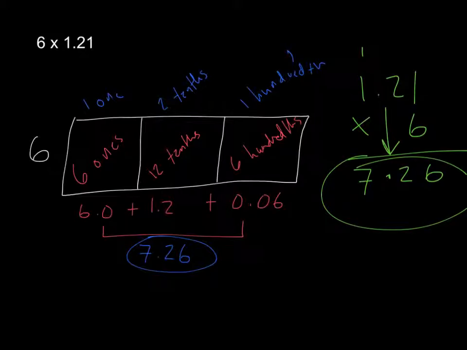Try this one on your own as well. 6 times 1 and 21/100ths, and then use the algorithm to check your work from the area model. Okay, when I saw this, I drew my rectangle, split the sections. 6 times 1 is 6 ones. 6 times 2 tenths is 12 tenths. 6 times 1/100th is 6/100ths. Brought down my numbers, added them together, and have 7 and 26/100ths. Checking it with the algorithm, I was able to have the same solution.